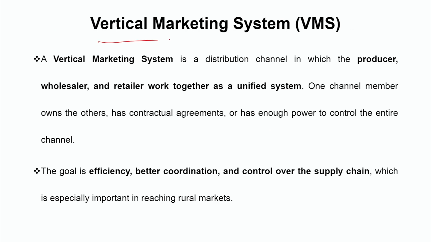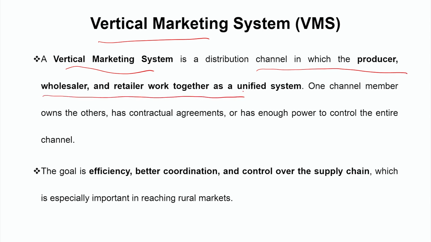What is a vertical marketing system? As the name signifies, it is something in vertical shape. A vertical system is a distribution channel in which the producer, wholesaler and retailer work together as a unified system. Very, very important: how these three entities join together and work in tandem. This tandem working style is known as a unified system.